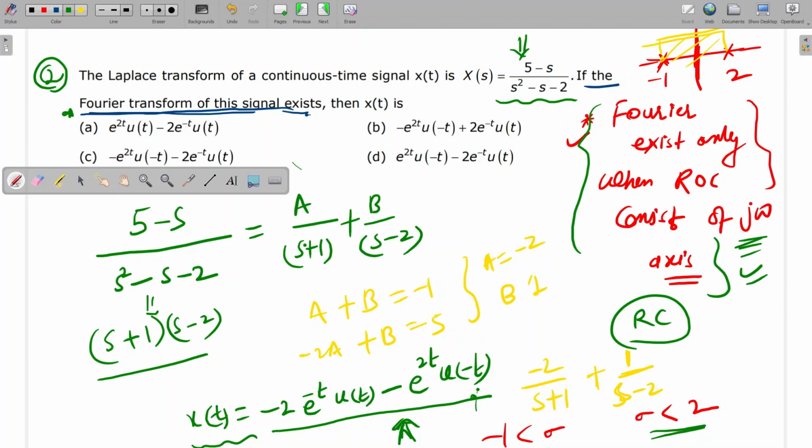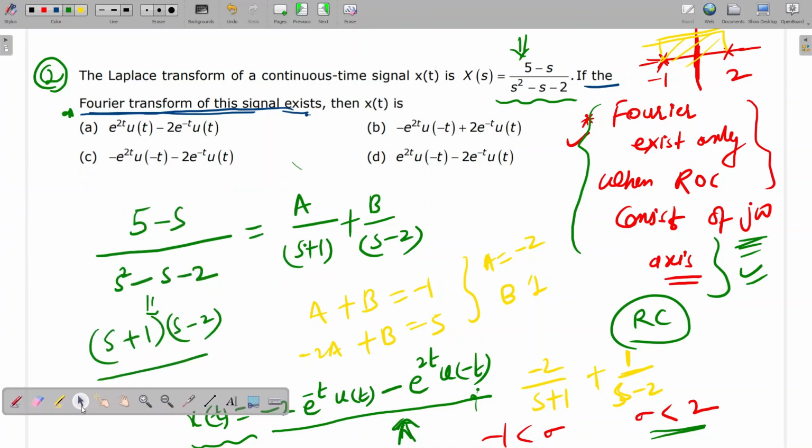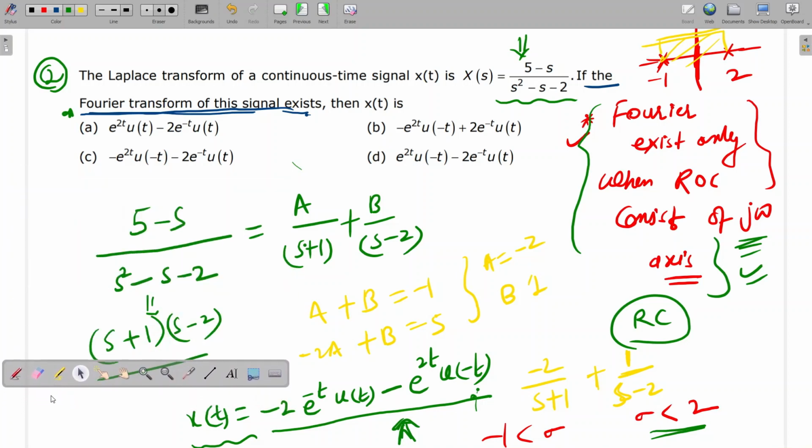Is it clear to all? Yes, you can ask. Which option is matching? We'll see. Option C, sir. Option C we are getting, that is correct: minus e to the power 2t u(minus t) and minus 2 e to the power minus t u(t). Anyone have a doubt? Is it clear to all?